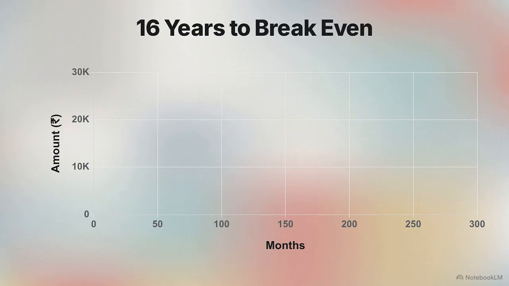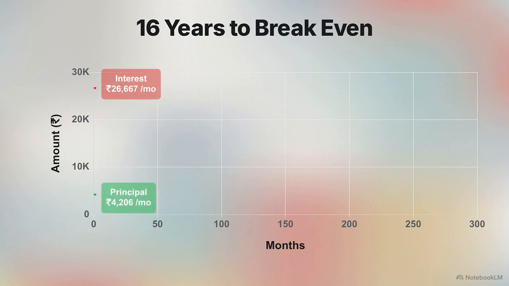On that 40 lakh loan, your EMI is roughly 31,000 rupees. But when that first payment is divided, an overwhelming 27,000 rupees goes directly to interest. Barely 4,000 rupees actually touches your principal balance. This severe imbalance persists. Month after month, year after year, your early payments are almost entirely feeding the interest, barely putting a dent in the actual amount you borrowed.